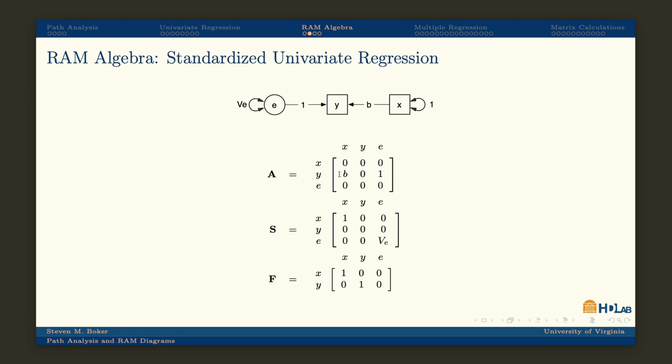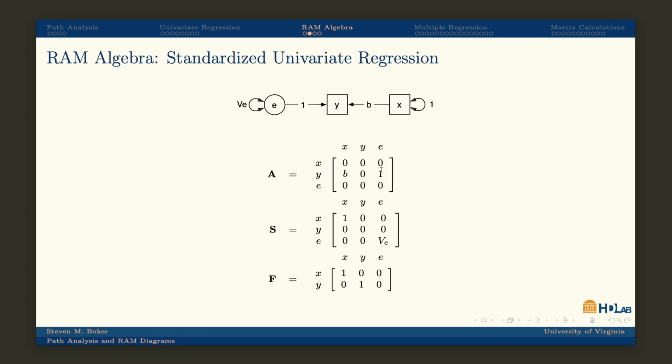So X goes into Y with the coefficient B. It's a single-headed arrow. X goes into Y with the coefficient B. And E, notice I do column goes into row. E goes into Y with the value of 1. It's fixed. So that's all of our single-headed arrows. All of the single-headed arrows in the diagram, yep. Now we put them in here.